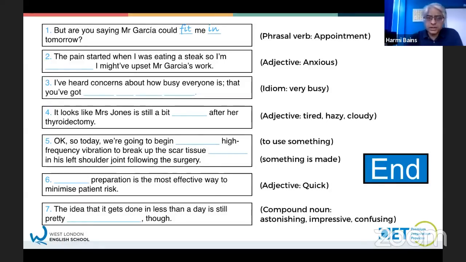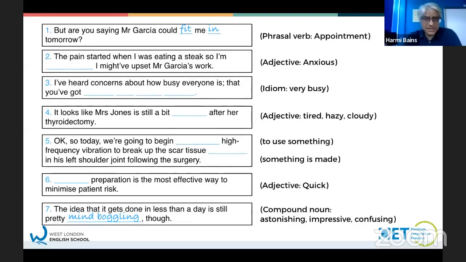Okay, so that was the 2 minutes, and we'll just quickly run through these answers here. Number 7 was mind-boggling. That was the one we just looked at. Something difficult to understand, quite extraordinary, you could say, mind-boggling. Number 2, again, this is from the first listening, and you remember the synonym as well. I think it was worried, the patient is worried about, and you can see here the synonym was frightened. With number 3, it tells you here it's an idiom and you're very busy: to have enough on your plate. I've got a lot on my plate, meaning I'm very, very busy.